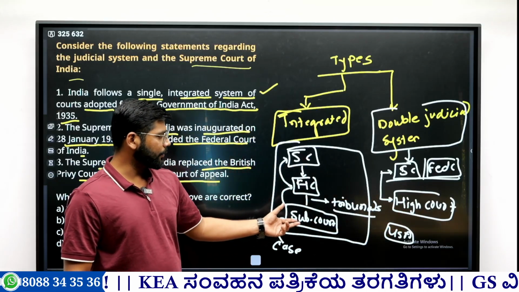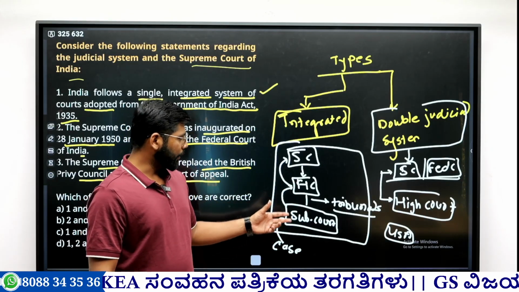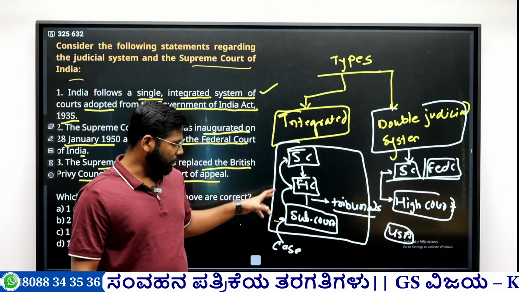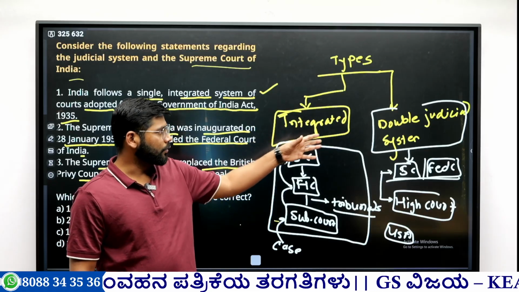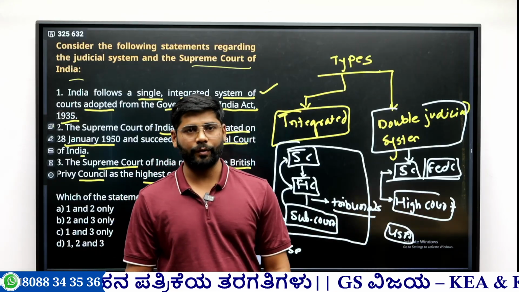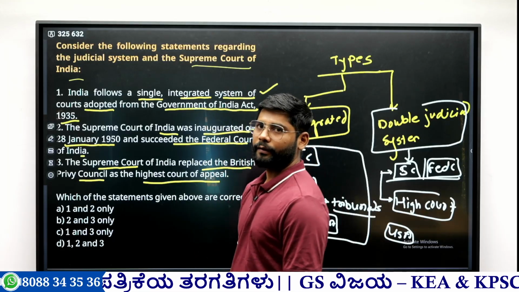But in our case, whether it is constitutional, civil or criminal, you can go up to the Supreme Court against the judgment of the High Court or the subordinate court. This is the fundamental difference between the integrated and the double judicial system. And this integrated judicial system we have taken from the Government of India Act 1935.